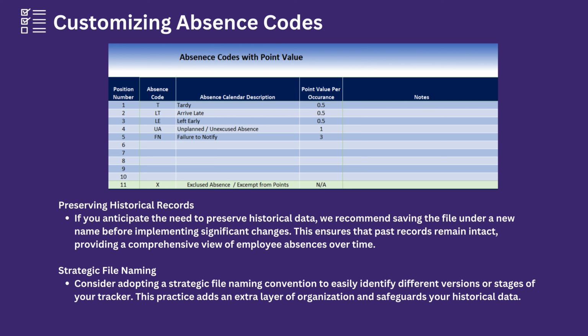Now that we've explored customization options on the Setup tab, it's important to note that while this tracker is completely customizable, any changes that you might make to this tab in the future will overwrite any historical entries that you've accumulated in the workbook. So, if you do anticipate making changes, it's important to preserve historical data. To do that, we recommend saving the file under a new name before implementing any significant changes to your absence codes. This will ensure that past records remain intact, providing a comprehensive view of your historical information over time.